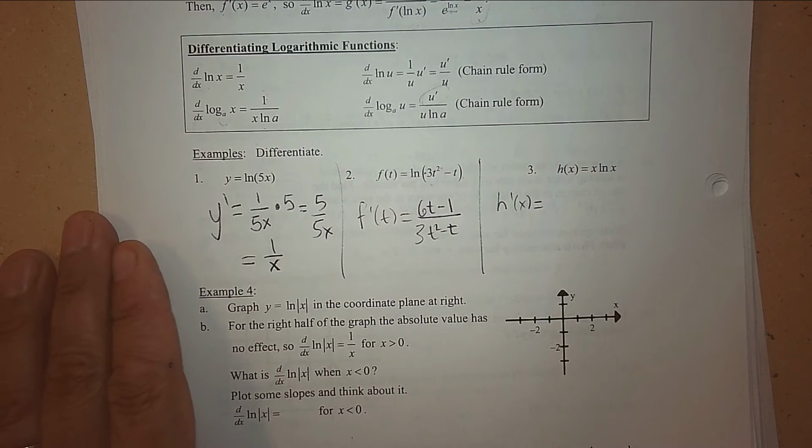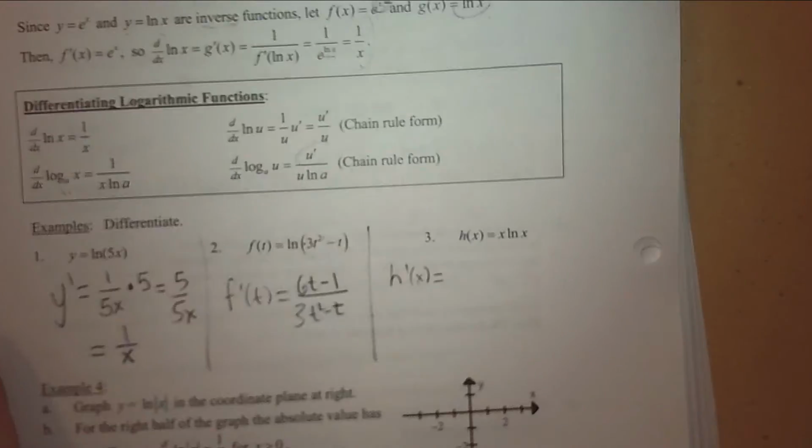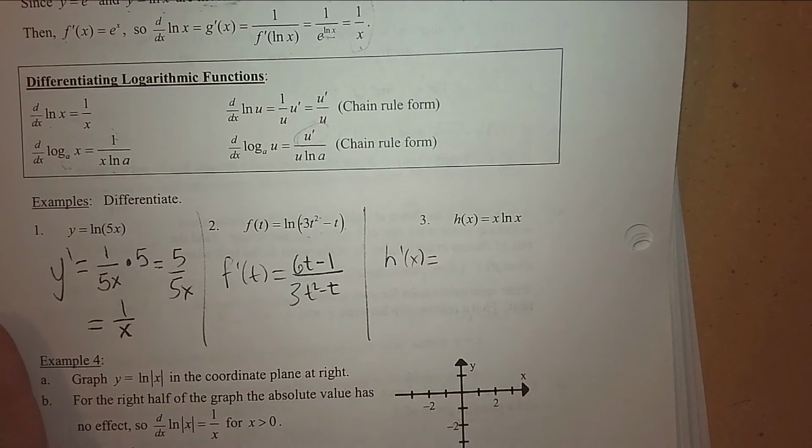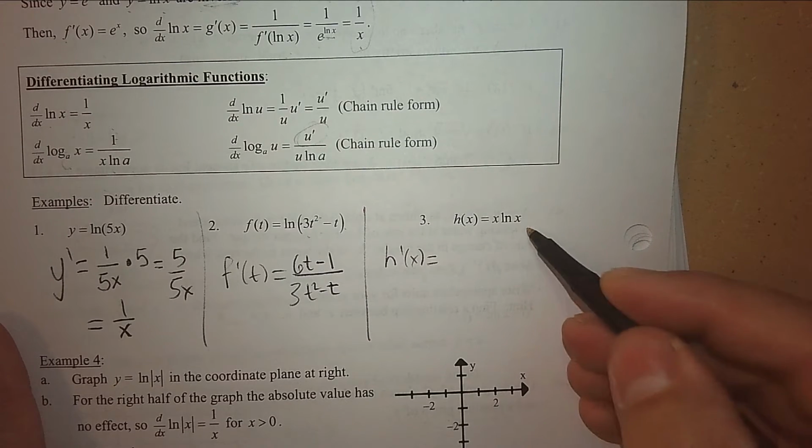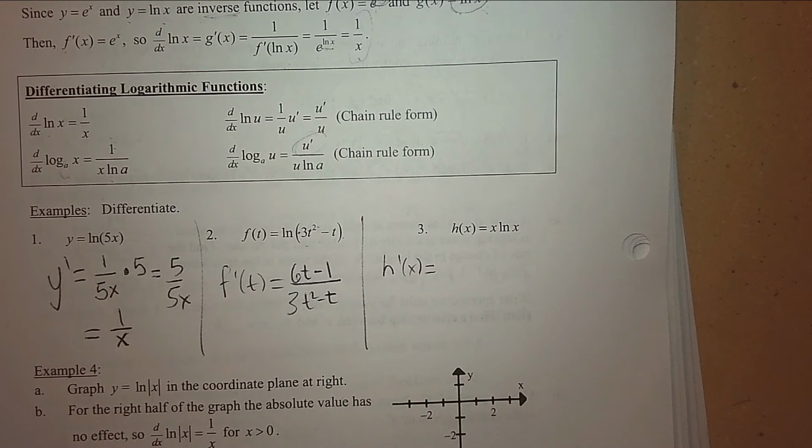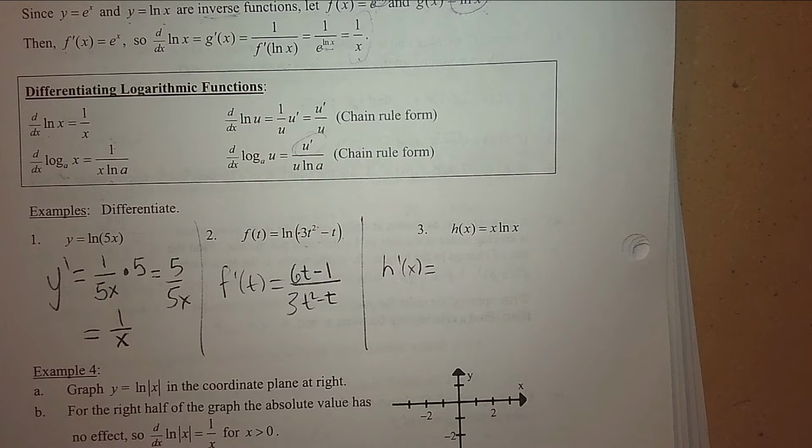X times ln x. How do I take the derivative? I want someone to recognize that, wait a second, this one's different. I have to use the product rule. You have two things multiplying, correct? X times ln x. That's the product rule.